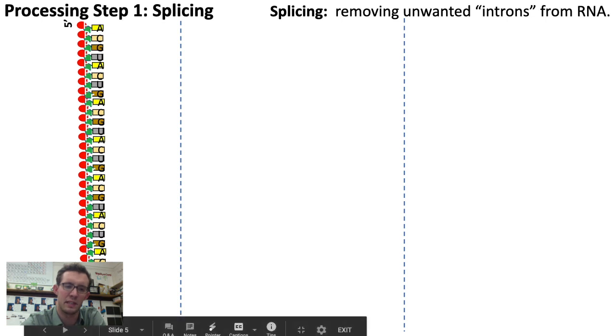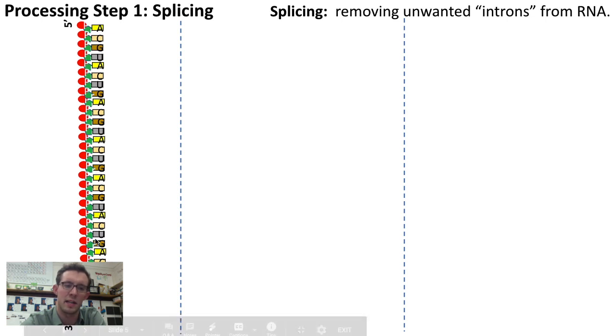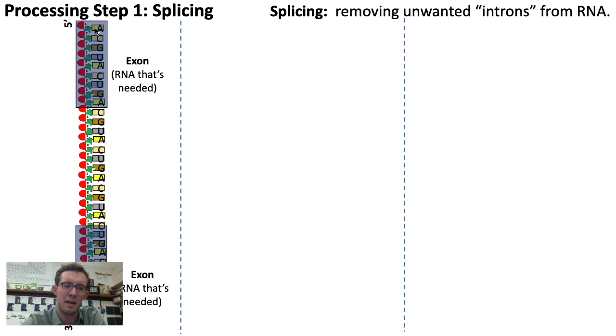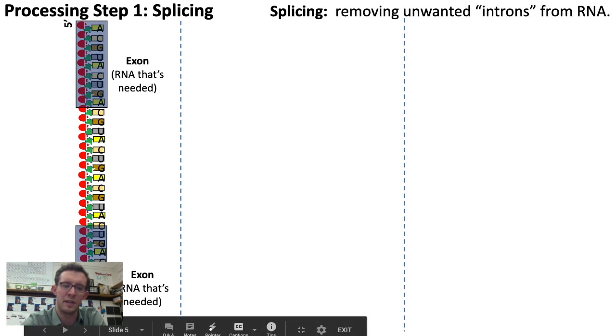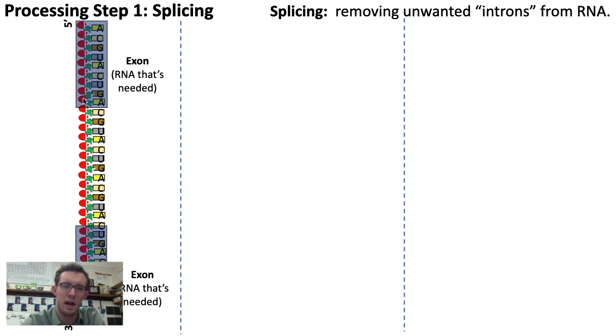So if we have a strand of, let's say, messenger RNA here, let's say we have two chunks on either end of it that we want to use in translation. We call those pieces exons. And this piece in the middle that we don't want to use in translation, we call that an intron.